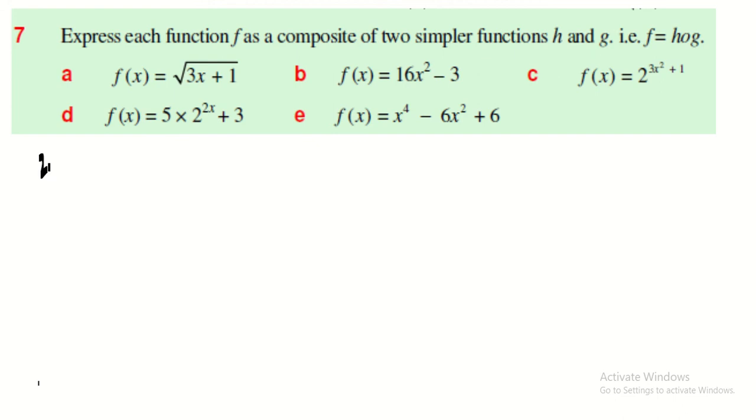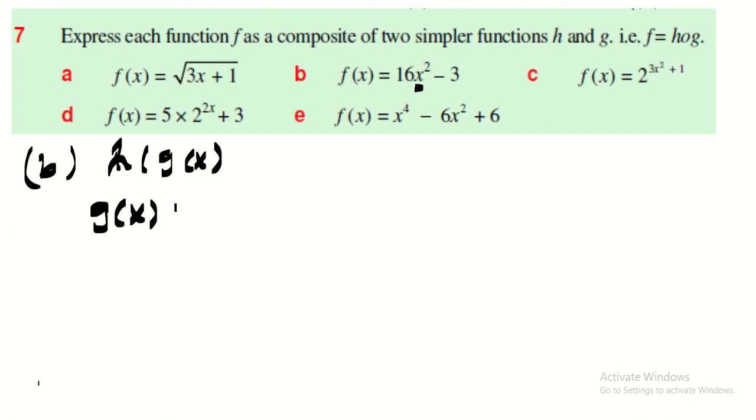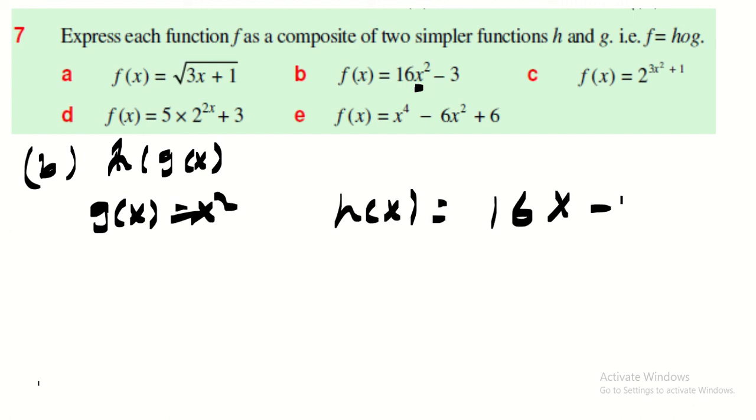What about b? B also has two functions composed, as you see. One is a square, and the square one is the inner one, the outer one is linear, 16x minus 3 I can say. So we are talking about h of g of x. The inner function this time, g of x, has to be x squared, and h of x must be 16x minus 3. Two functions composed that give a quadratic means one of the two must be quadratic, so I take g of x, the inner one, as quadratic.